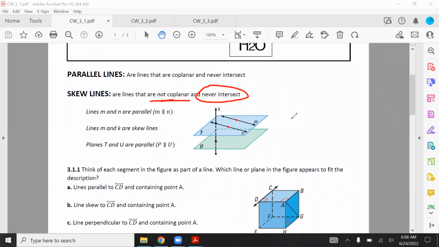So we could say potentially M and K are skew. Yeah, that would make sense. I guess these may not necessarily touch, but they're not on the same plane. But M and N are parallel because they're on the same plane. Also, planes T and U, planes could be parallel if the planes never touch. That's also possible.